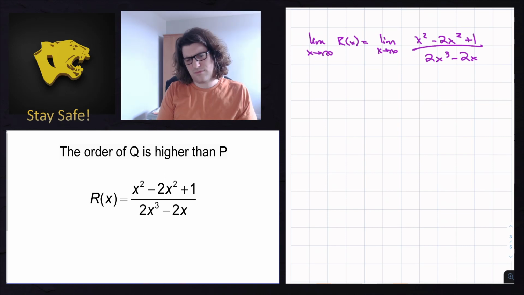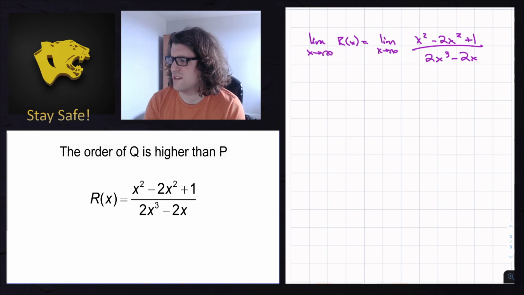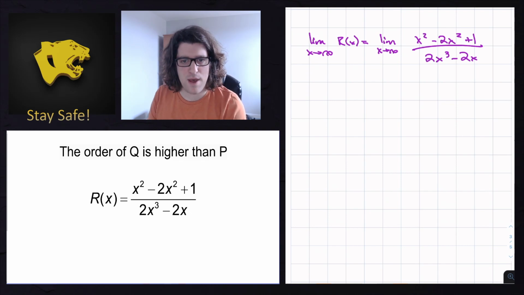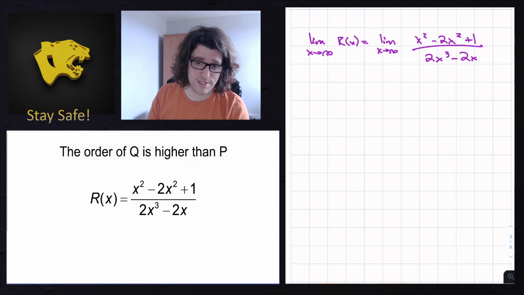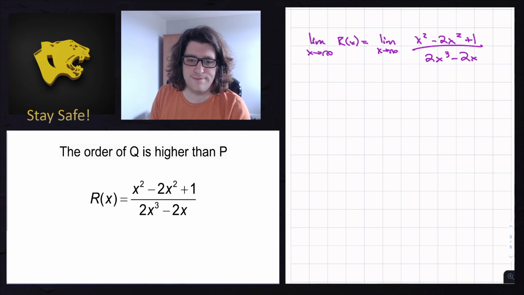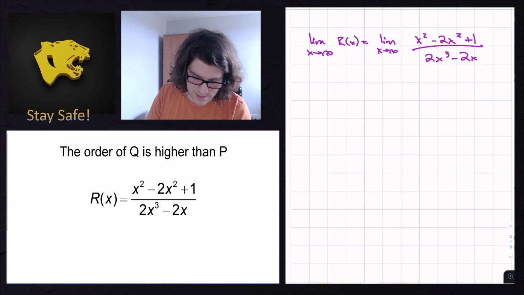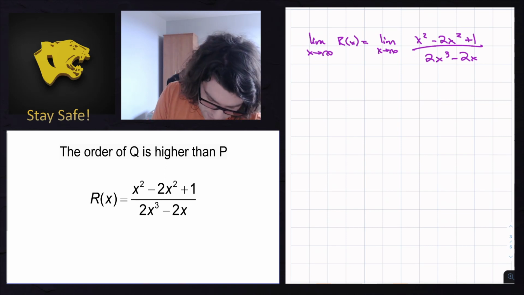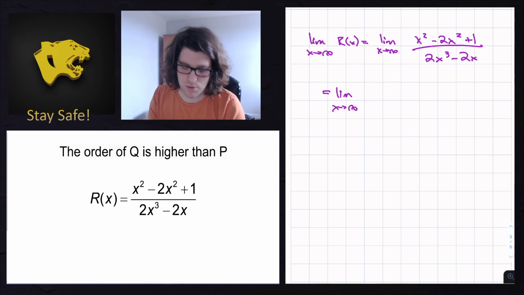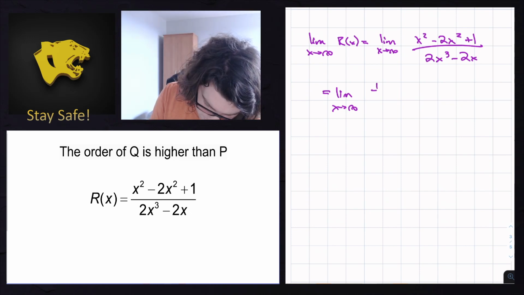So as you can tell, I probably didn't mix these up a whole lot in terms of the actual terms that are there, but I did mix them up enough so that the order this time is definitely higher in the denominator. So again, if I were to take everything here and divide it by the highest power of x, which would be the cube, it would look kind of like this.